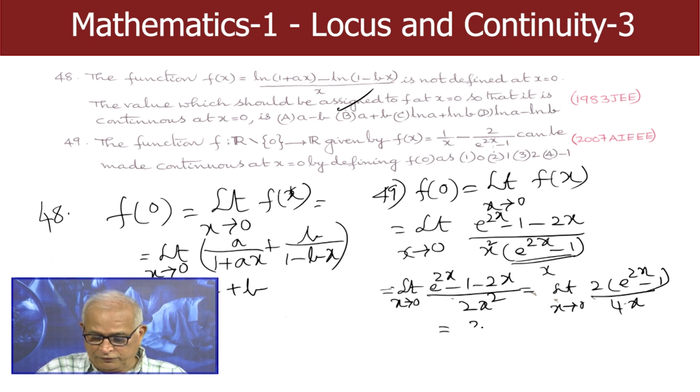So, this is 2 by 4 into limit e power 2x minus 1 by x, which has a limit 2 once again. So, which is therefore equal to 1. So, f(0) must be equal to 1, so that f becomes continuous at x equal to 0 and f is defined on the entire real line. So, therefore, 1 is the answer, correct choice.